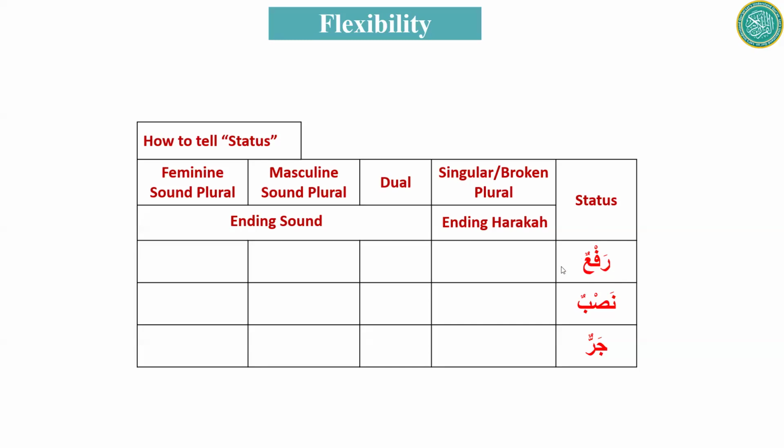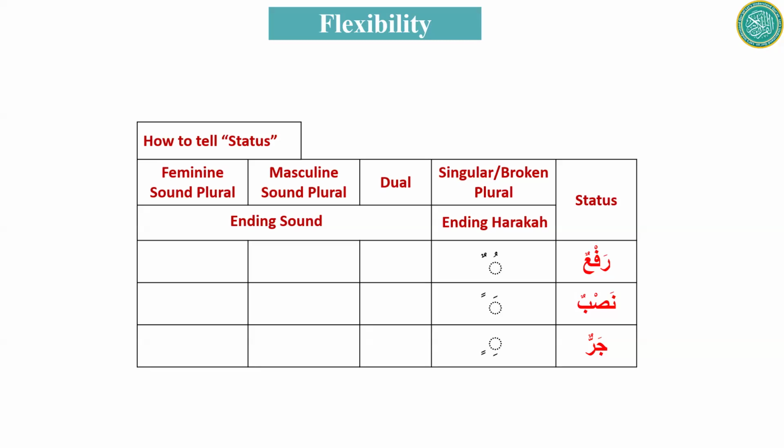For rafa, the ending haraka will be dhamma. Could be one dhamma or two dhamma, or just has to be only one kind? It could be one, or tanween. Could be any of the two. It could be one dhamma or two dhamma, dhammatain. How about nasab, sister? It would be fatha. One fatha or two fatha? How about jar? Kasra. It would be kasra. One kasra or two kasra. So that is how you identify the status for singular words or broken plurals.